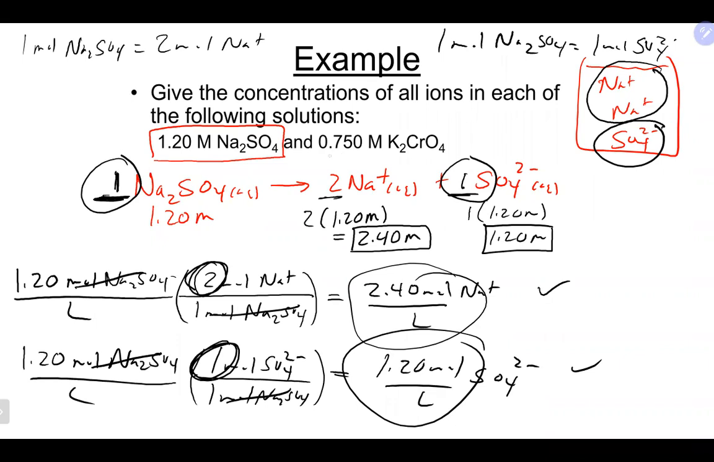So we would do the same thing for this one here. That breaks apart into 2 potassiums and 1 chromate. And we could get the ions by doing basically the same calculation. Any questions on that there?